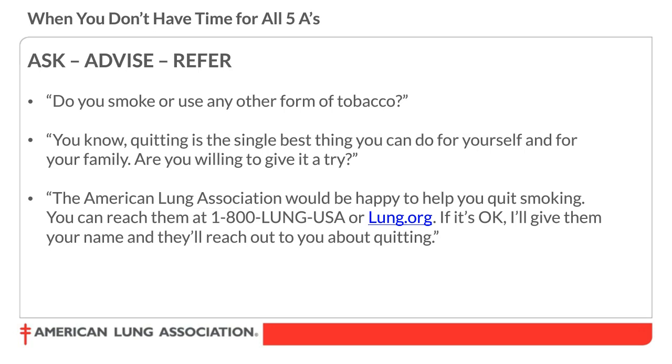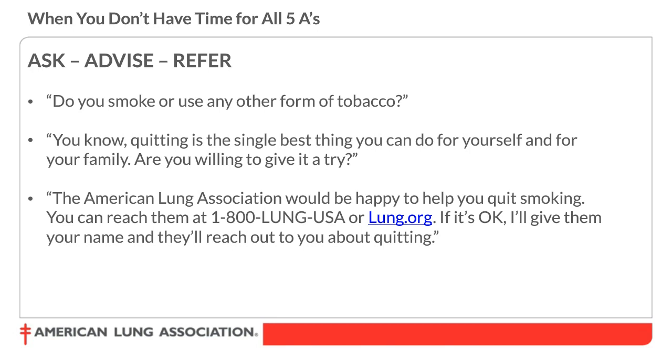In addition to conducting Ask, Advise, Assess, Assist, Arrange, the 5 A's as a brief intervention, you can also conduct Ask, Advise, Refer. You will do that by stating the following. The ask. Do you smoke or use any form of tobacco? The advise. You know, quitting is the single best thing you can do for yourself and for your family. Are you willing to give it a try?